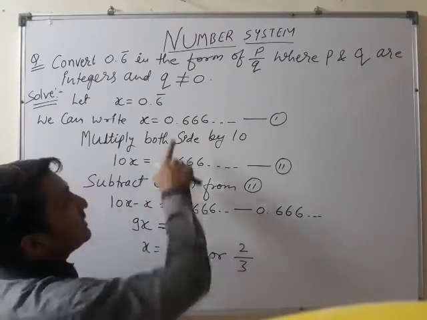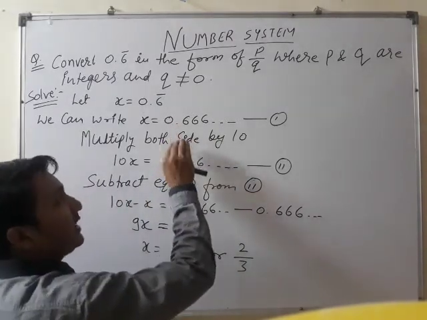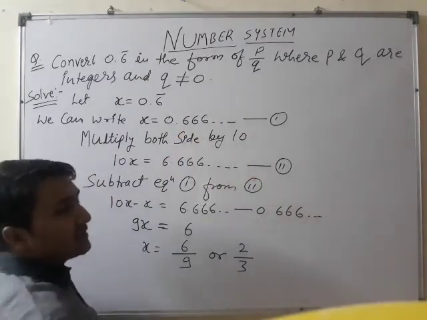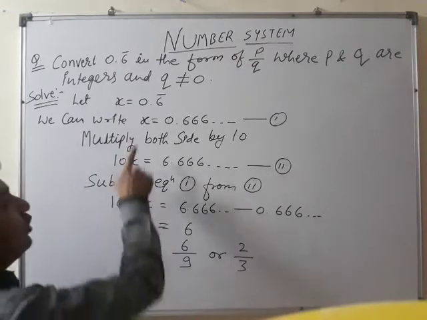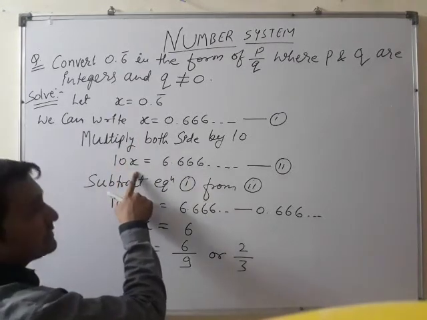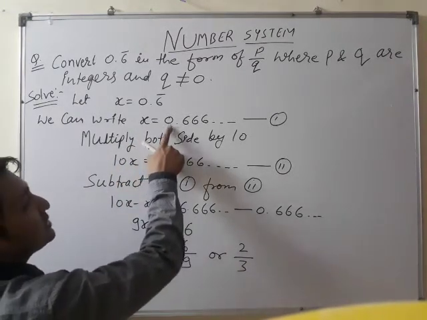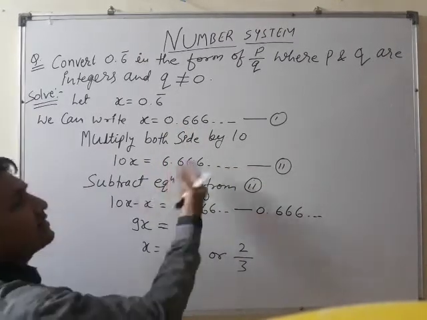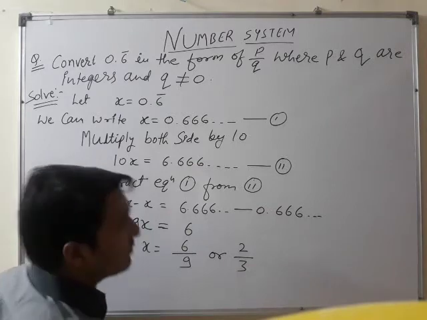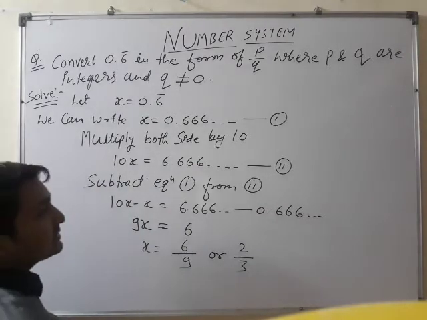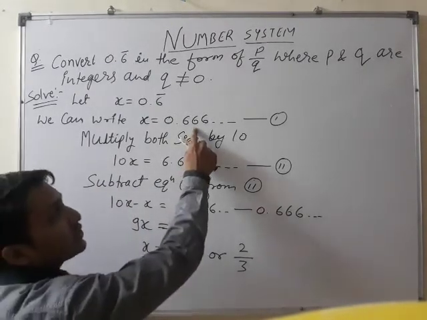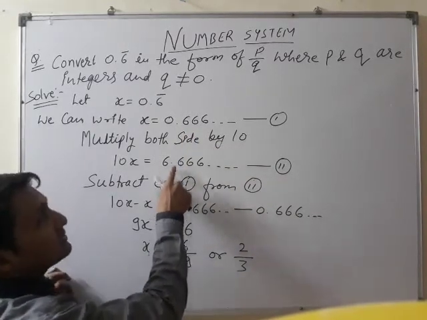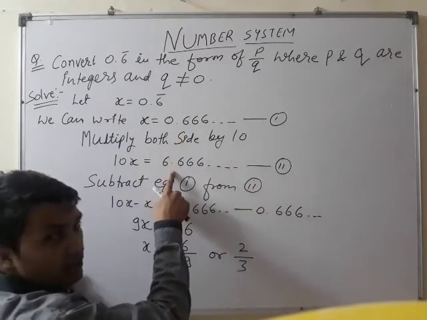Is it clear? The decimal will shift to the right-hand side, because we are multiplying by 10 in this decimal expansion. So 10 multiplied by x will be 10x, and 10 multiplied by 0.666 will be 6.666. We can write one more 6 because this is a repeating number. Now the next step is to subtract equation number 1 from equation number 2.